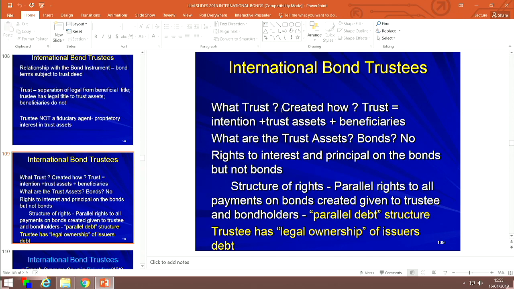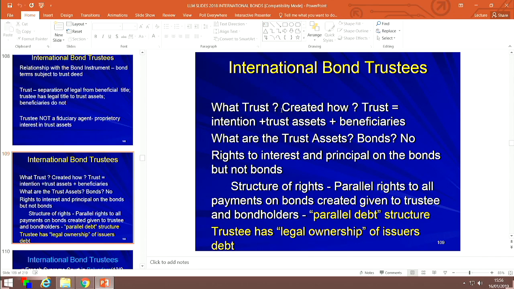But the trust deed provision then goes on to say, insofar as the issuer pays the bondholders interest and principal, then its obligations to the bondholders as well as the trustee are satisfied pro tanto. That's the parallel debt structure. So while you've got two debts, only one payment, quite rightly, practically speaking, is required, and that is to the bondholders.